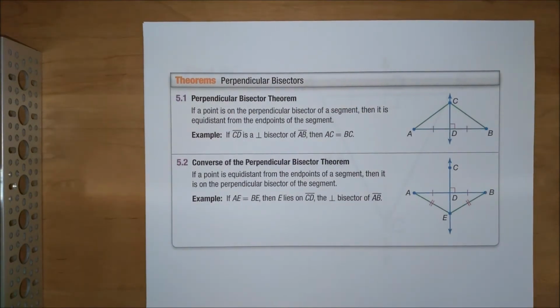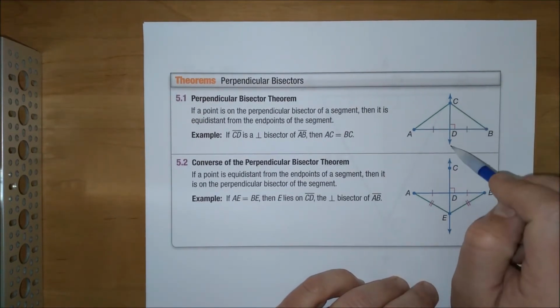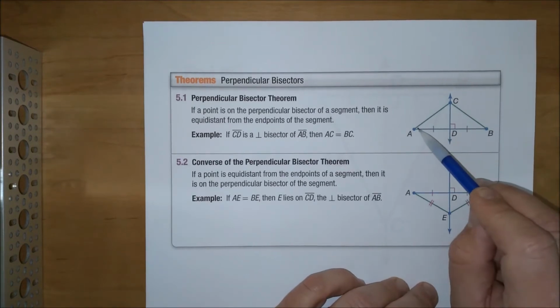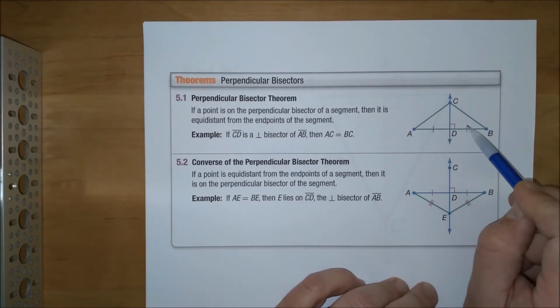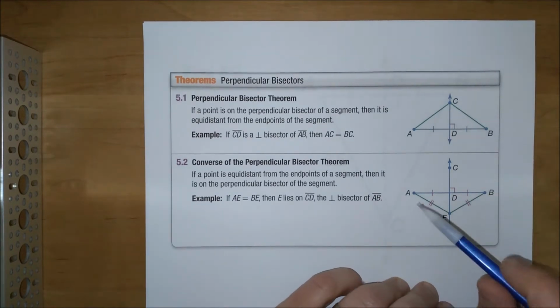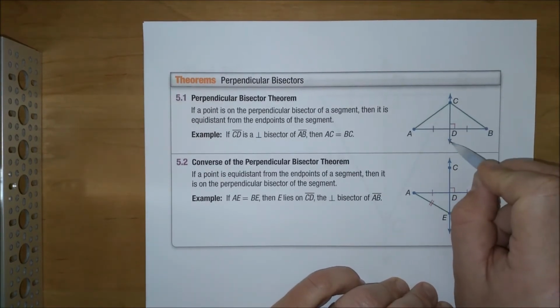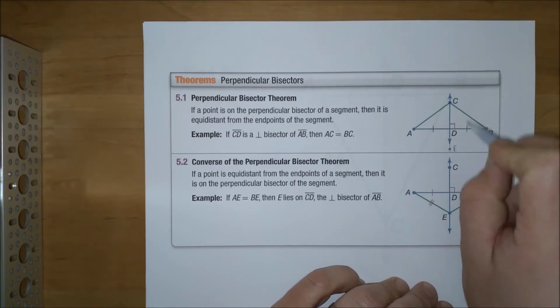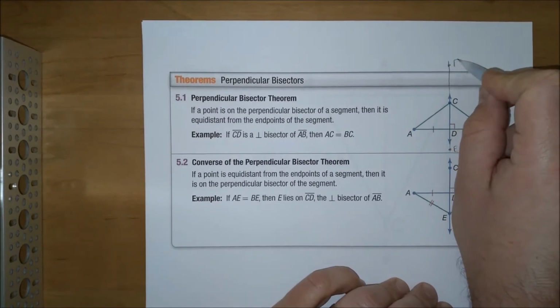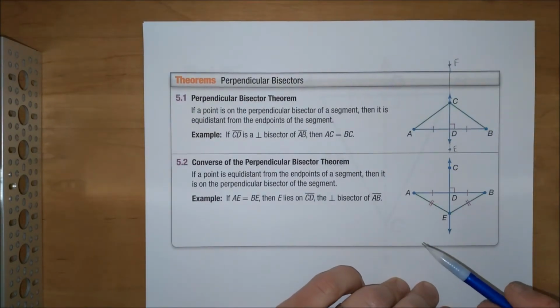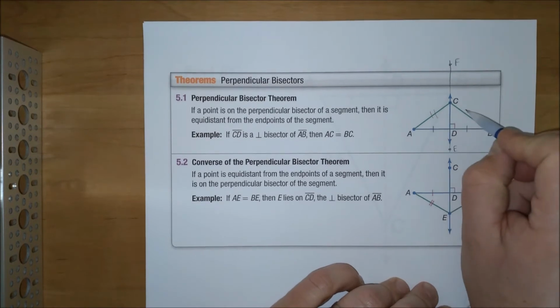So here are our perpendicular bisector theorems. Our first one, 5.1, the Perpendicular Bisector Theorem, tells us that if a point is on the perpendicular bisector of a segment, then it is equidistant from the endpoints of the segment. What does that mean? You'll notice here that line CD is a perpendicular bisector of segment AB. Not only does it bisect segment AB, but it does so at a right angle. So it's a perpendicular bisector. Any point on line CD, whether it's C or D, or I could extend this down to some point E, or up further to some point F, every one of these points is equidistant from the endpoints of AB. In other words, it's the same distance.